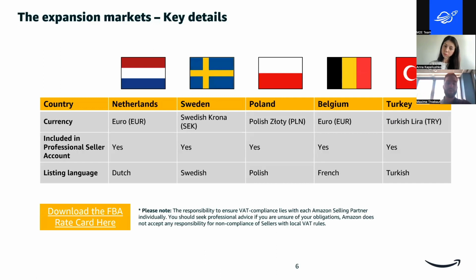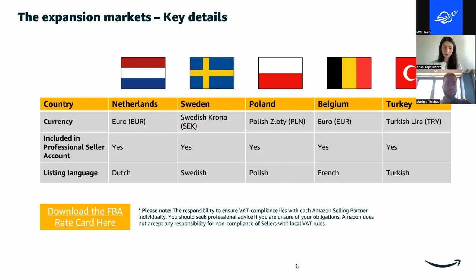So it means when you launch a new product, for the Netherlands, it has to be in Dutch or English, for Sweden, Swedish, Poland, Polish, Turkish, and for Belgium, it's in French. So it's maybe today the easiest marketplace to launch at Amazon, because if you're already selling in France, you just have to copy paste your listing in this marketplace, right?